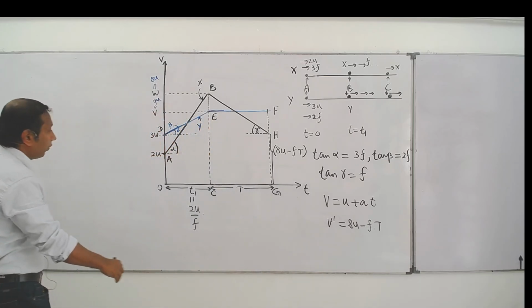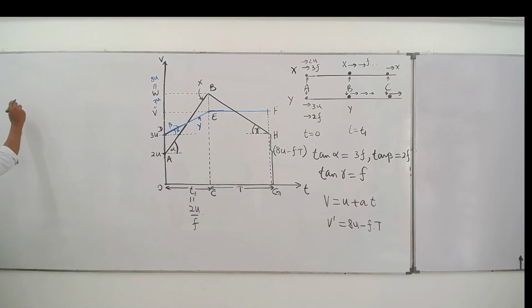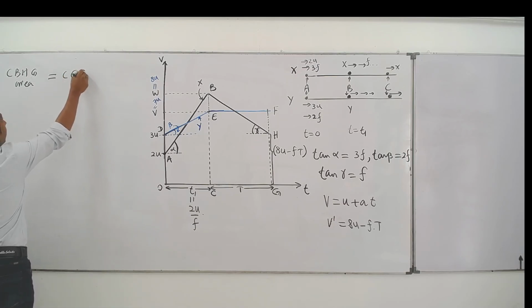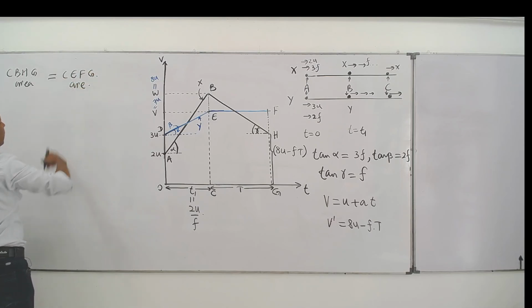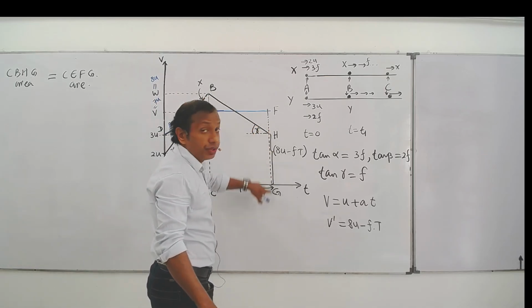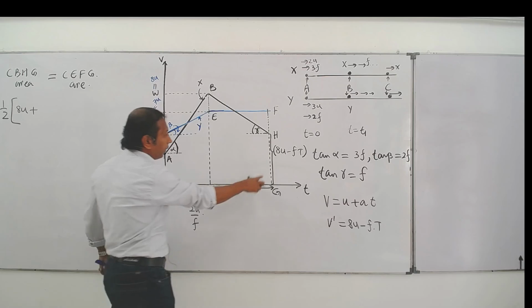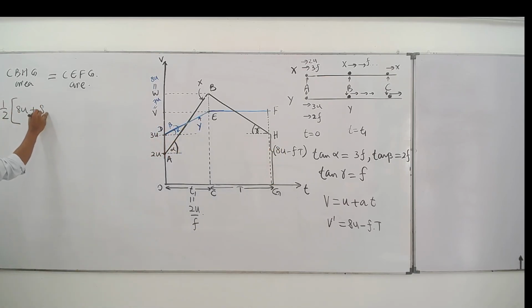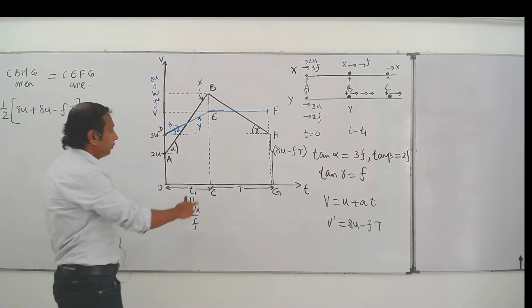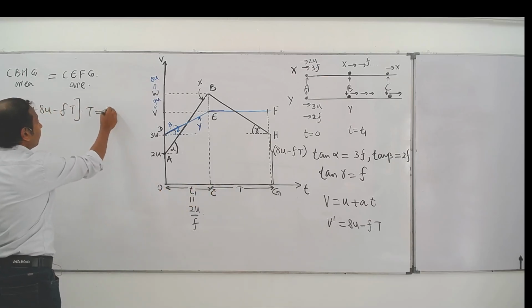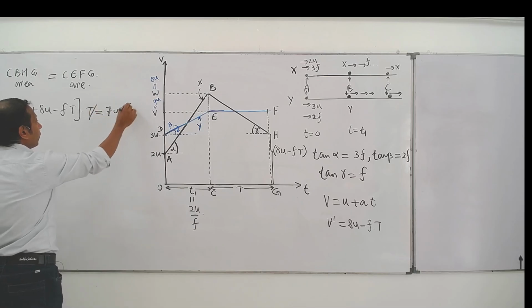Right. Now, certainly you can equate CBHG area is equal to CEFG area. CBHG is a trapezium. It is half the sum of the parallel sides. First height is 8u. This height is 8u minus ft. Perpendicular height is capital T, equal to CEFG, 7u into T.